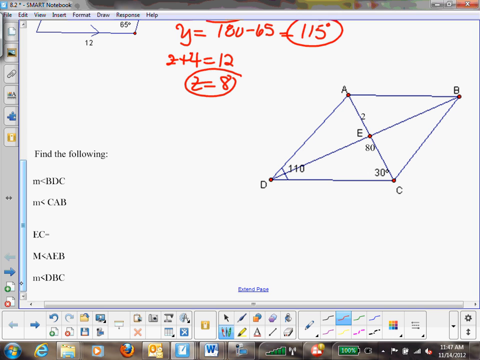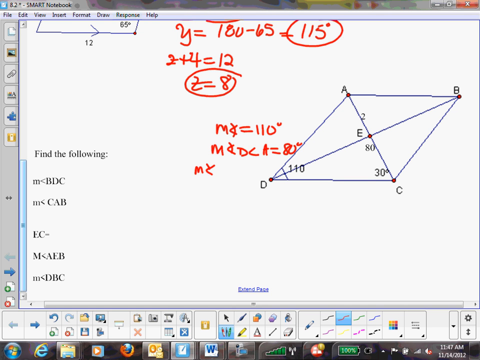Okay, here we go. So let's see what we got here. I'm giving you that the measure of angle D is 110 degrees. I'm giving you that the measure of angle DCA is equal to 80 degrees. I'm giving you that the measure of angle DEC equals, oh, that's 80. Sorry, the other one is what? 30. Thank you. Okay.